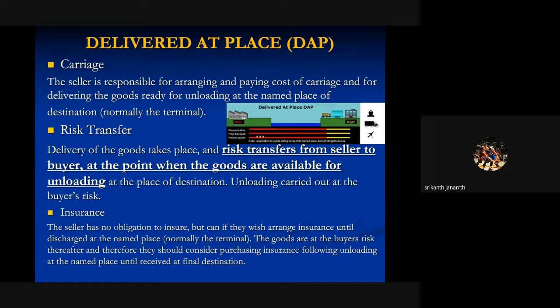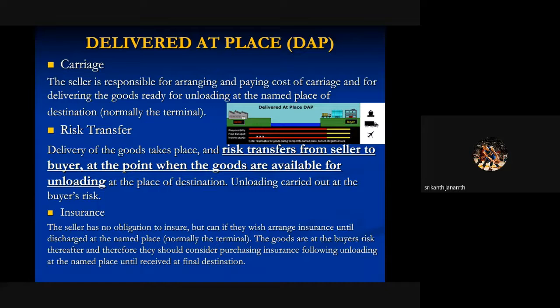Now, delivered at place. Now you can see delivered at place. Here the seller takes care of the responsibility up to the delivery point, right? He bears the cost of the carriage, delivering goods to a particular place. Always remember, delivered at place means there is a nominated place. The risk transfers from the seller to the buyer at the point when the goods are available for unloading.